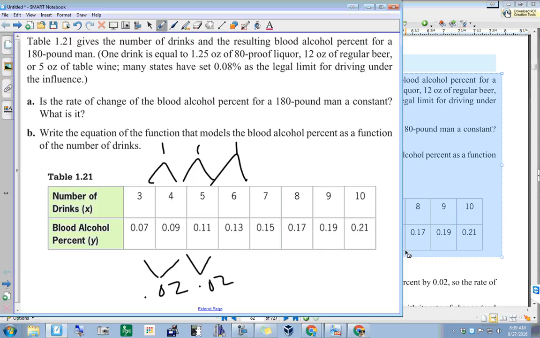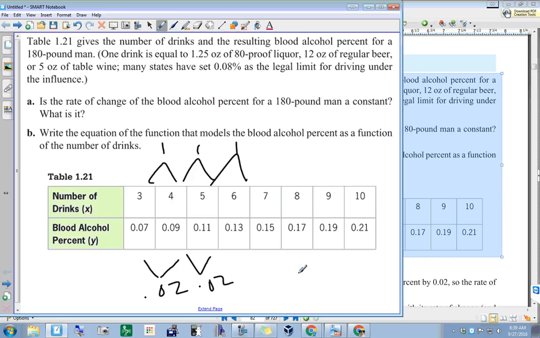Depending upon how you look at these things, we can go to slope, y2 minus y1 over x2 minus x1. We can think of this as rise over run. Another way to think about that is your range over your domain. It's changing by 0.02, and this is always changing by 1. As long as this changes by the same thing as this changes, you're okay.